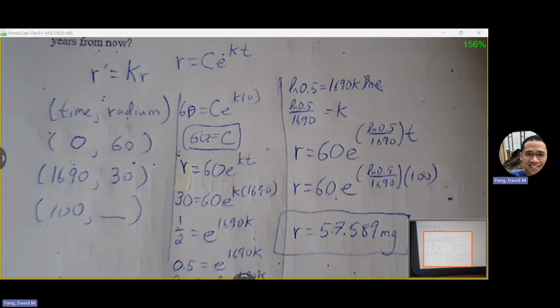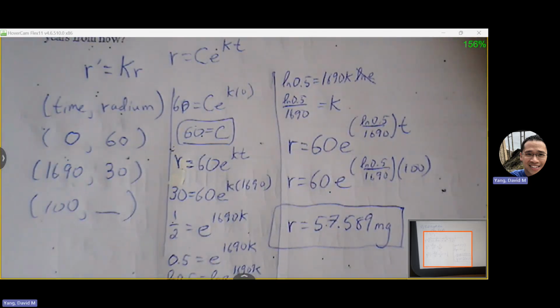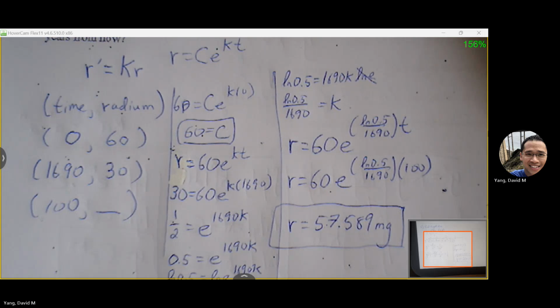Okay, let's do one more example. And we can go back to yesterday's topic. Okay, table 4. Anybody still need this? Okay, are we good? All right.